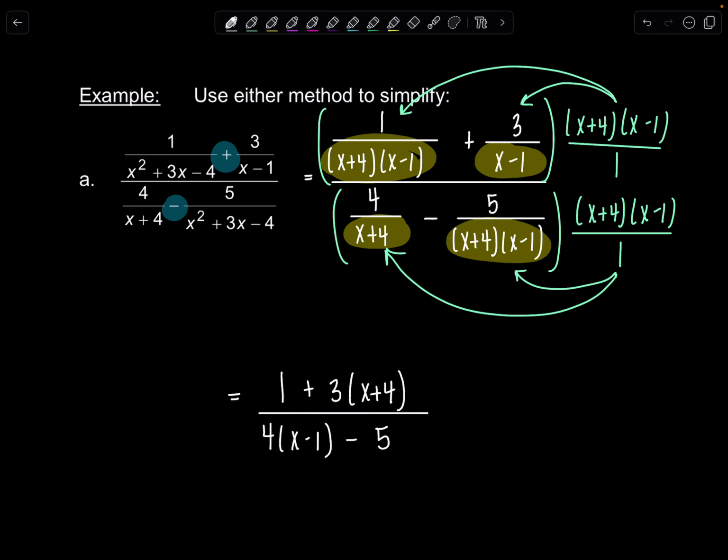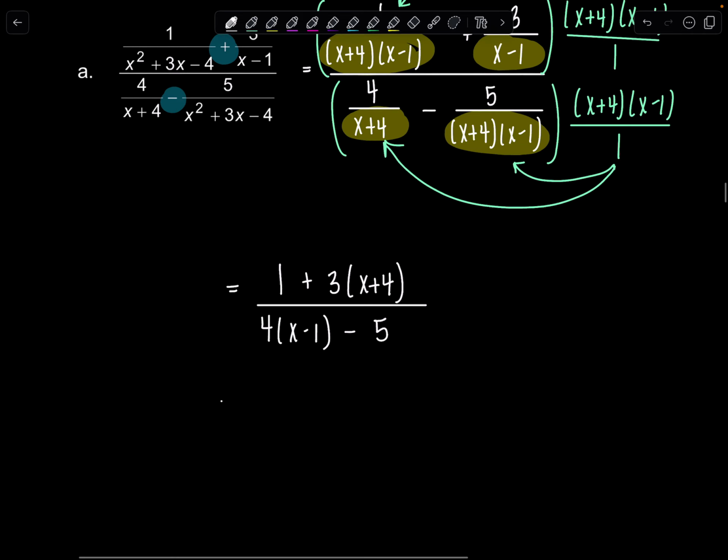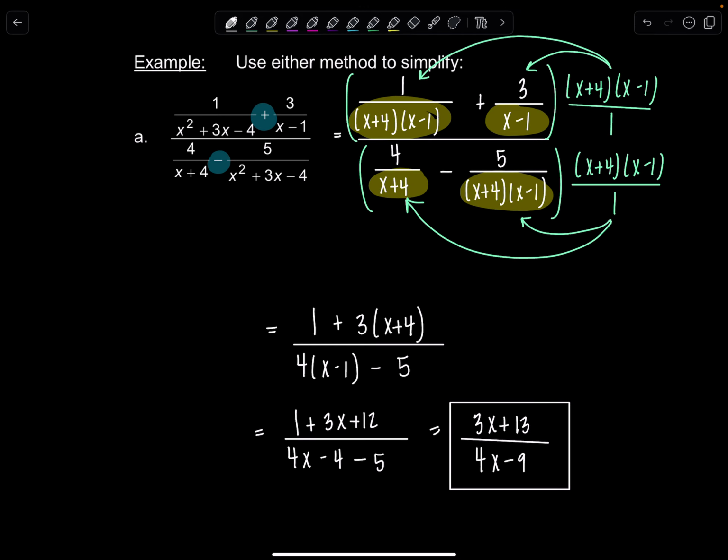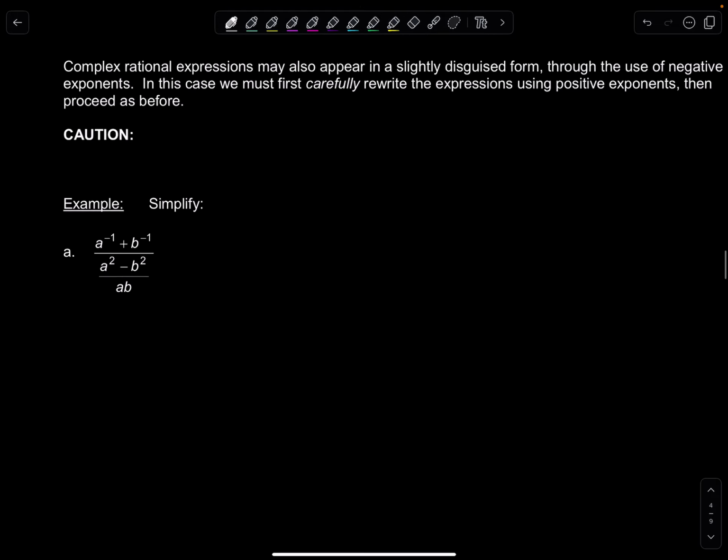Perfect. Already it looks so much less harmful, huh? Less intimidating. Then just distribute. So 1 plus 3x plus 12 over 4x minus 4 minus 5. And then this is 3x plus 13 over 4x minus 9. Nothing factors, nothing cancels, so we're done. See, it wasn't too bad. They look super intimidating in the beginning, but if you know what to do, you'll be fine. Okay, a couple more that you will encounter in your calculus class.